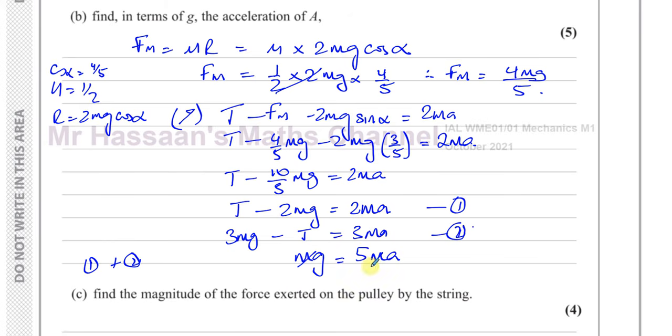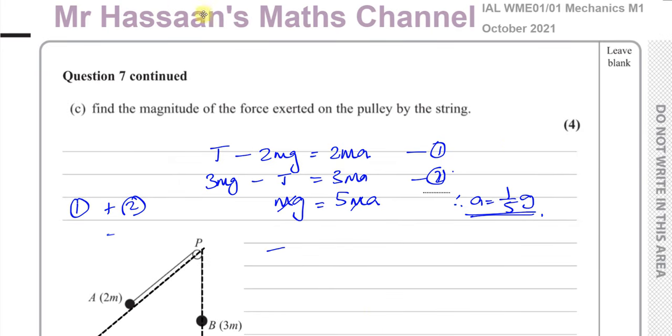So the m's cancel out, so I'm left with A is equal to 1 over 5 g. So that's the acceleration in terms of g. So that's part B done. Okay, now for part C, this question is asking us to find the magnitude of the force exerted on the pulley by the string.